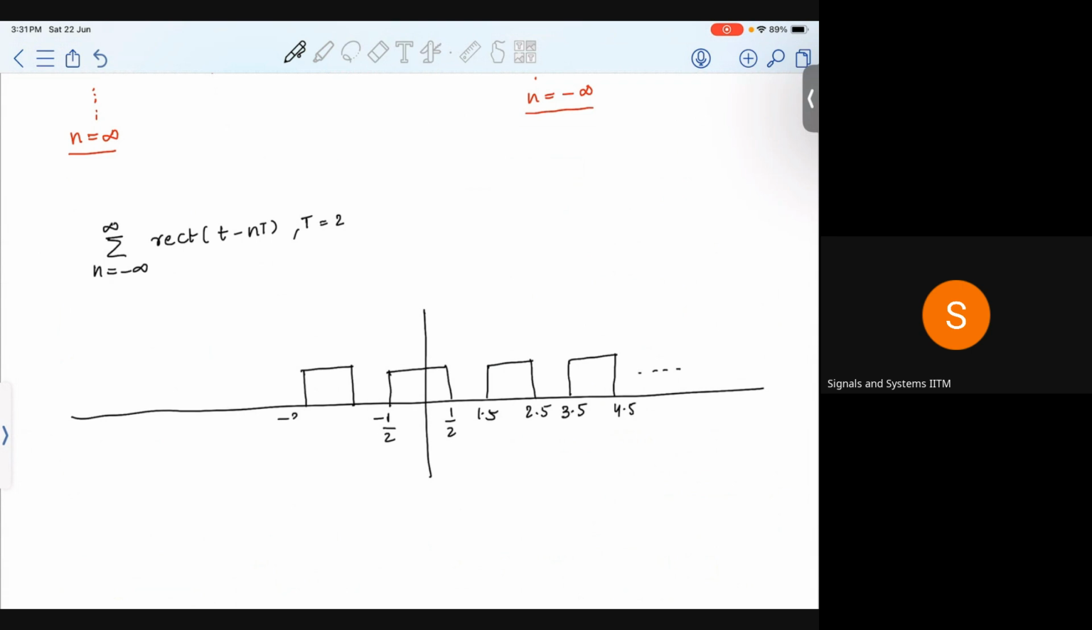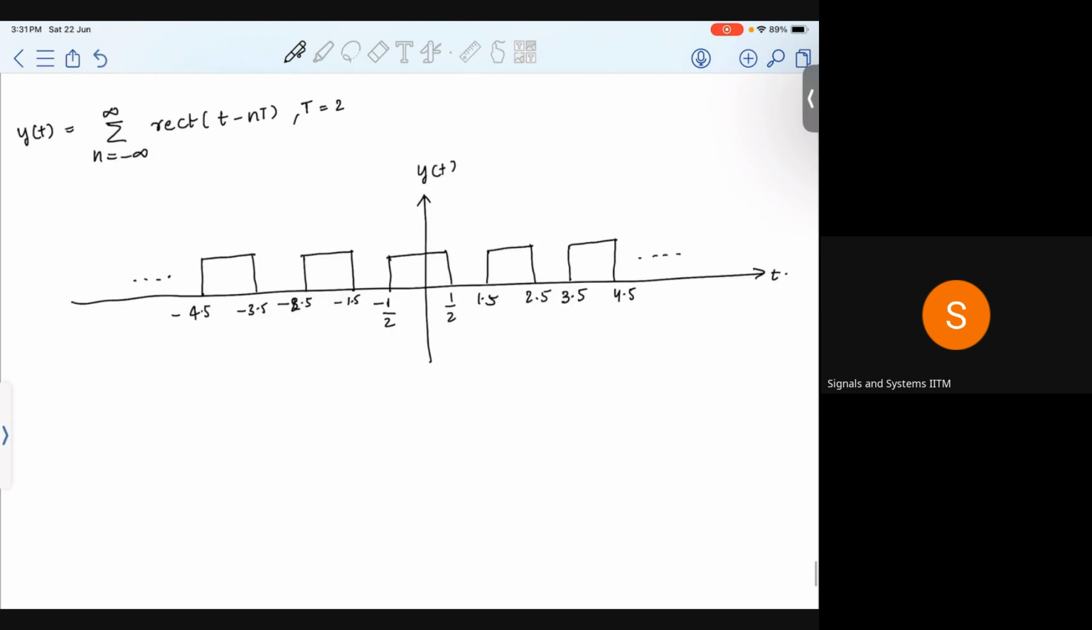and also on the negative side we have minus 3.5, minus 2.5, minus 1.5, minus 4.5, minus 3.5, and so on. So this is our summation. If I call this y of t, this is the function y of t when we plot it on the time axis. This is how it looks. So now let's see if this is periodic or not periodic. This is our y of t.